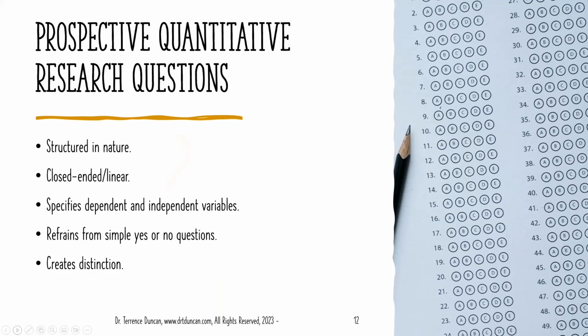On the quantitative side, some of the traits that you'll see in those research questions are that they are structured in nature, closed-ended, and linear. So remember how we talked about removing ambiguity, and quantitative research questions are very, very precise by the nature of the questions that you're going to provide. You're going to specify the dependent and the independent variables, as well as refrain from simple yes or no questions. Finally, you'll create a distinction when developing your research questions.